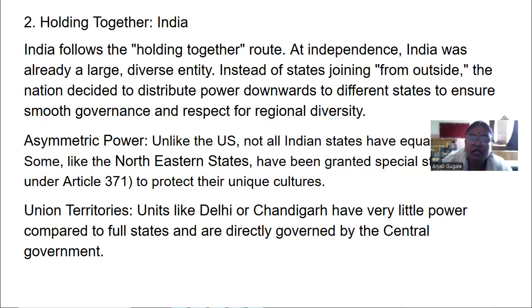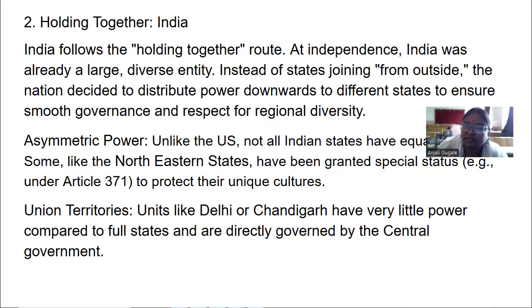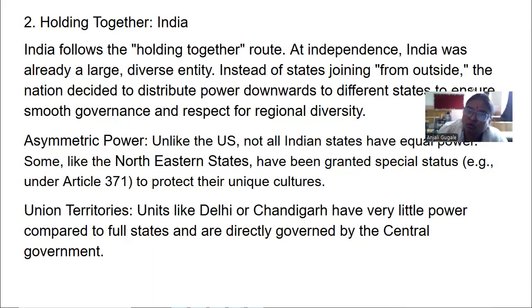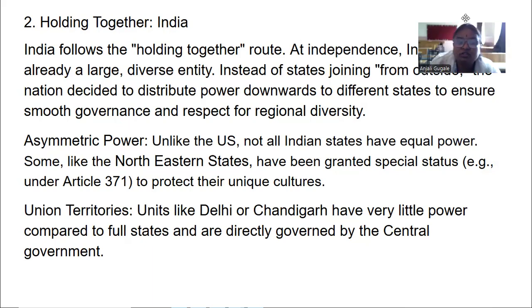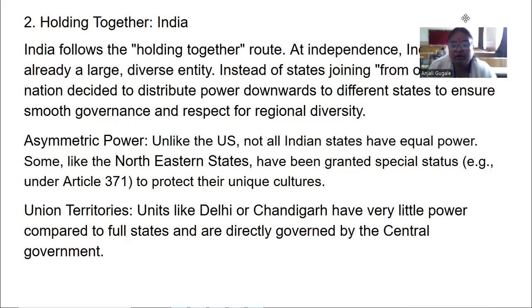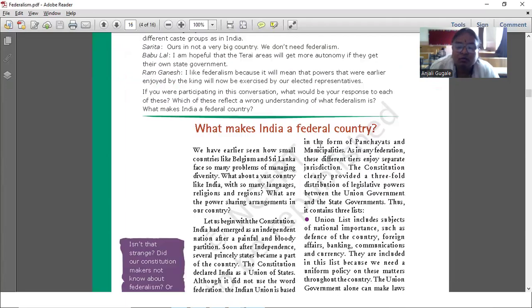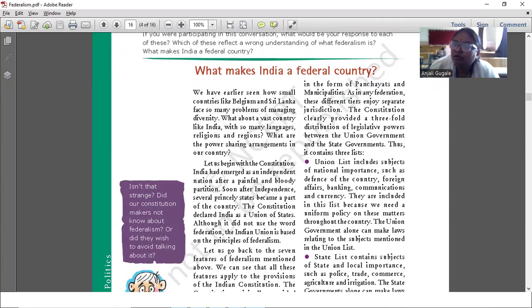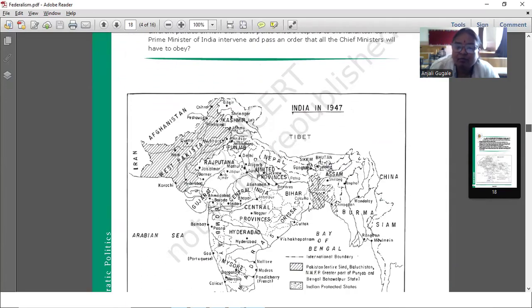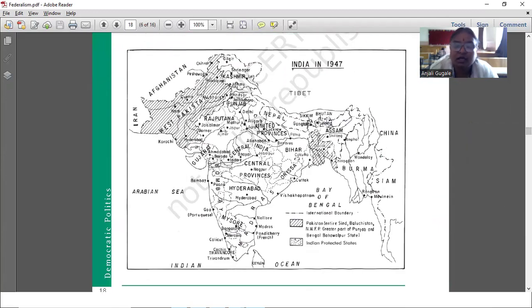India was already a large, diverse entity, as I was explaining. Instead of states joining from outside, the nation decided to distribute power downwards to different states to ensure smooth governance and respect for regional diversity. Now, to understand this better, let us look at your textbook map, which is given on page number 18. Here on page number 18, this is the map of India in 1947 when our country became independent.